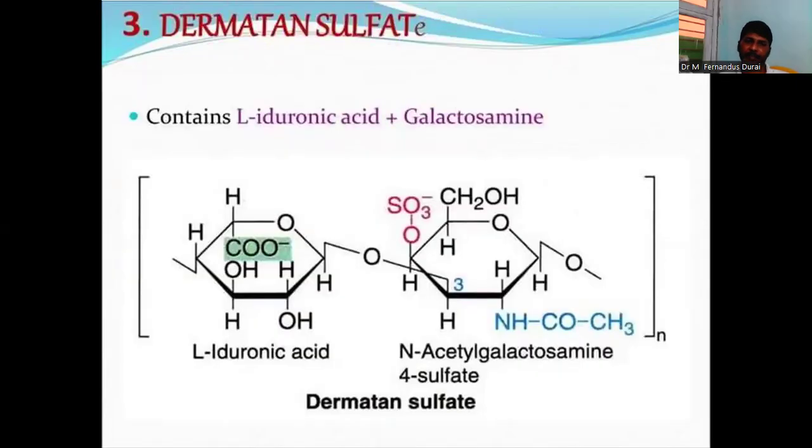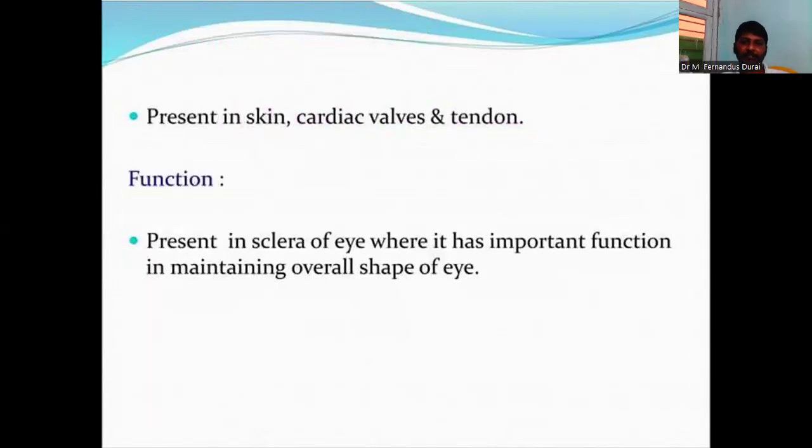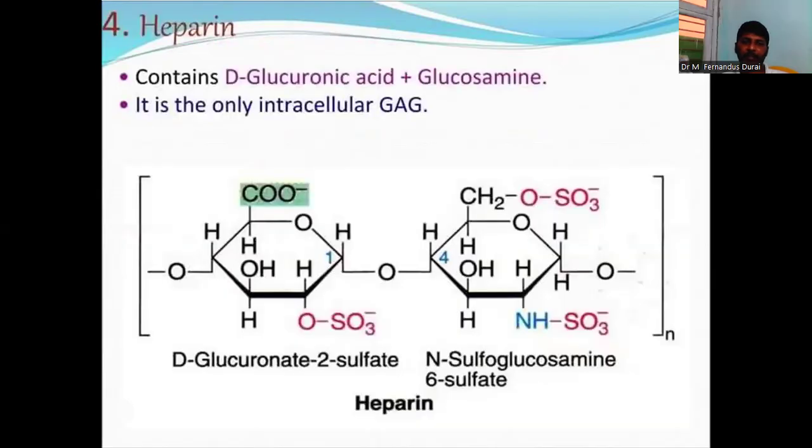Dermatan sulfate contains iduronic acid and galactosamine, so the uronic acid and N-acetyl galactosamine 4 sulfate. See here again, when the sulfate is present in the GAGs, it's only with the galactosamine, not with the glucosamine. Dermatan sulfate is present in skin, cardiac valves, and tendons, and in the sclera of the eye, where it has important functions in maintaining the overall shape of the eyes.